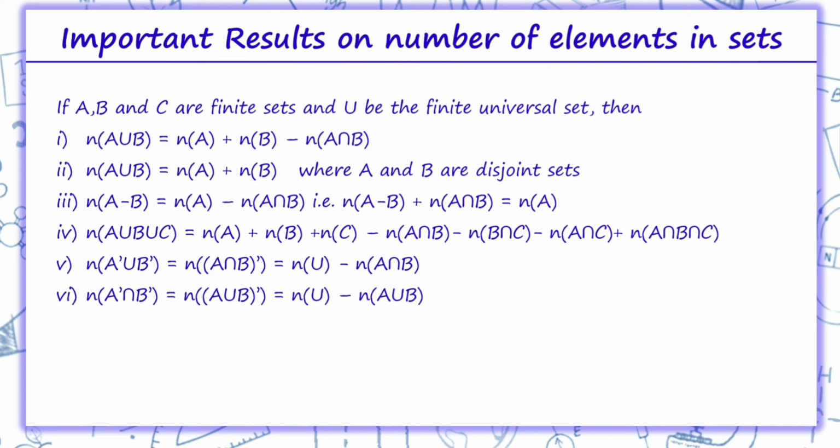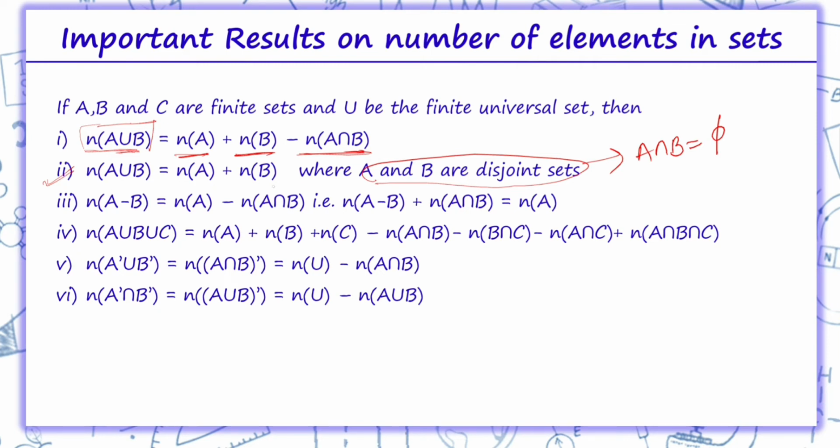The first result is about cardinal number. This n indicates the cardinal number: n(A union B) is equal to n(A) plus n(B) minus n(A intersection B). The second important result is, if A and B are disjoint sets, then A intersection B is phi, so we can write n(A union B) is equal to n(A) plus n(B).